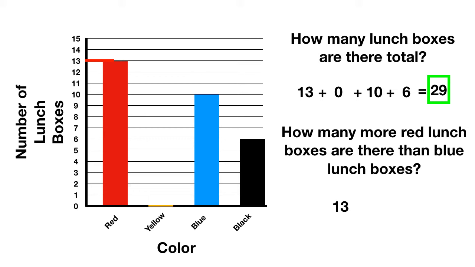Now, if we want to figure out how many more red lunchboxes we have, should we add or subtract the number of blue lunchboxes? To compare numbers, we'll subtract. We'll subtract the number of blue lunchboxes, which is 10. 13 minus 10 equals what? 13 minus 10 means there are 3 more red lunchboxes than blue lunchboxes.